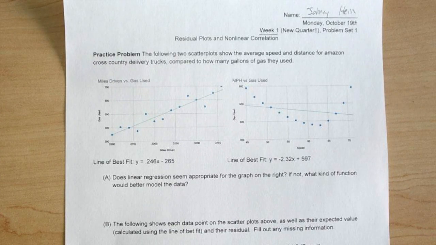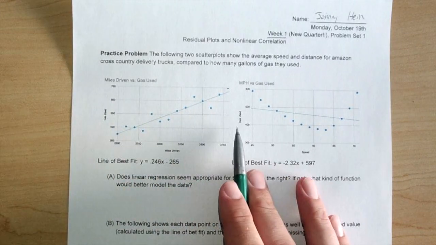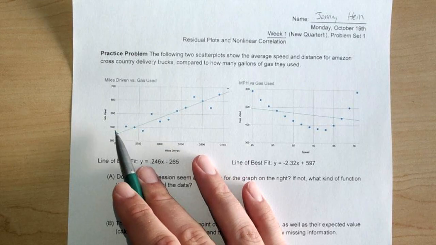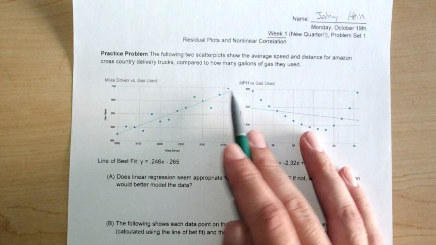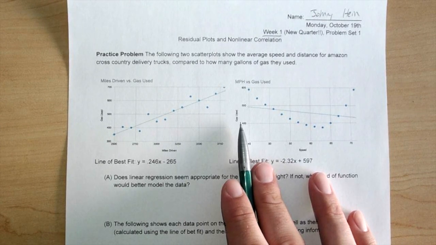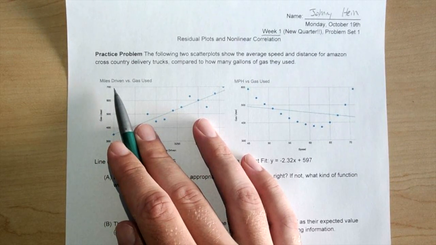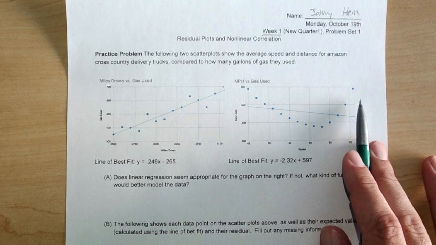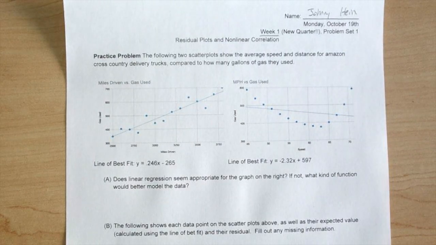It says the following two scatter plots show the average speed and distance for Amazon cross-country delivery trucks compared to how many gallons of gas they use. So it's another typical situation where we have two scatter plots testing the same thing, and they're trying to compare how far a truck drives across the country to how much gas it uses, and then how fast it goes on average compared to the gas it uses. Because we know the longer the trip, the more gas you're going to use. But something else we know is that the faster you go, usually the more gas you use, right? So if you go fast, the more gas you use.